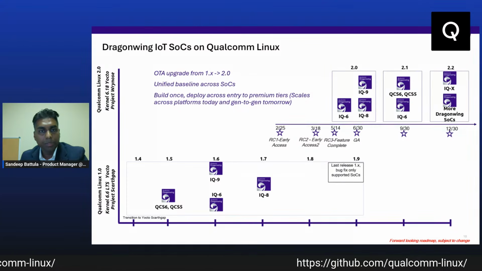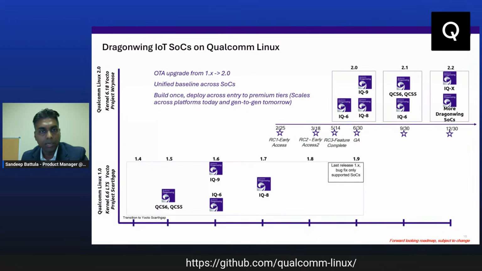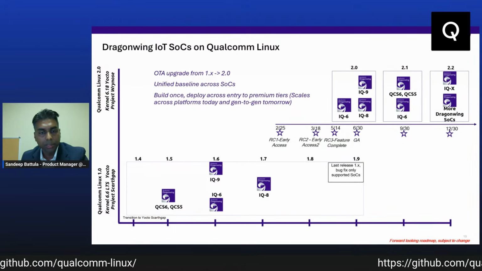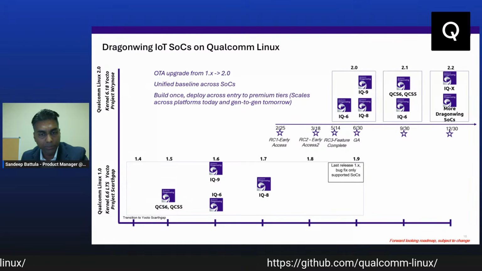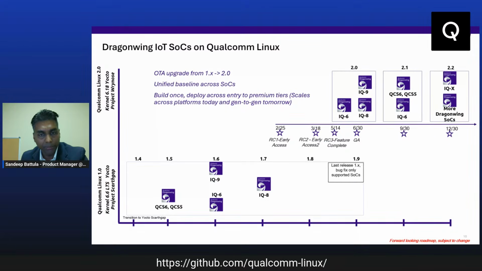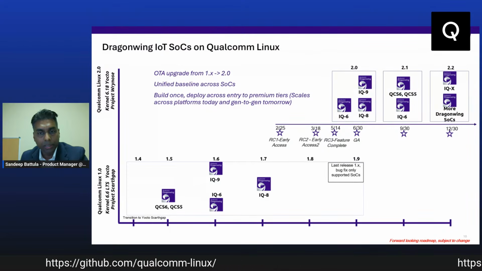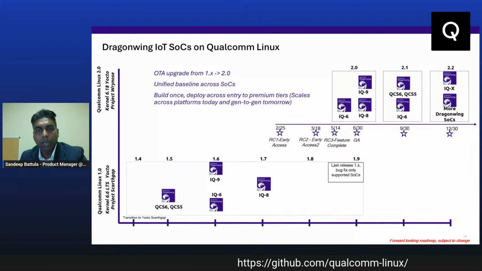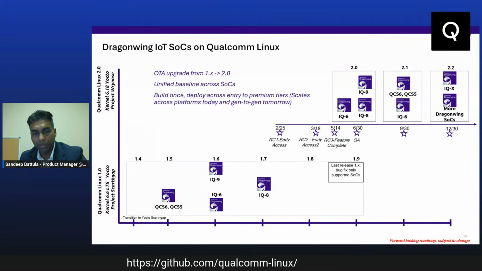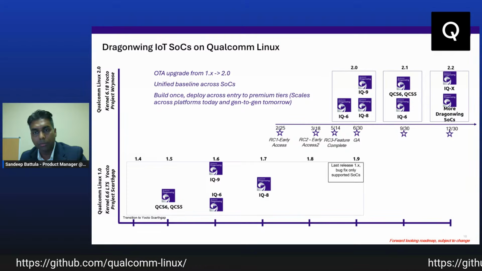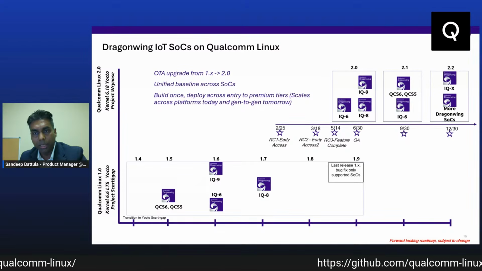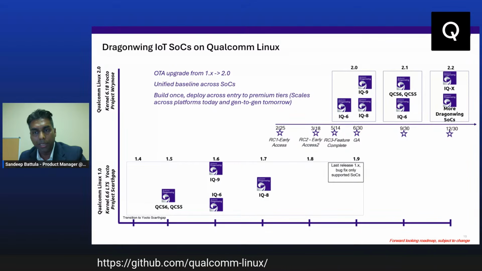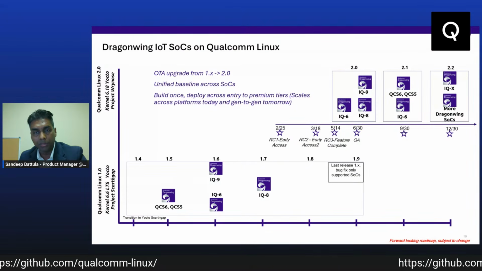So to give you the picture of what the supported Dragonwing IoT SoCs are on Qualcomm Linux: on 1.0, we supported QCS6490, QCS5430, IQ-9075, and IQ-615, and also IQ-8275. Moving to 2.0, we will have parity, with the same SoCs supported as on 1.0. You can already see we are supporting IQX, and we will continuously add more Dragonwing SoCs to this roadmap.